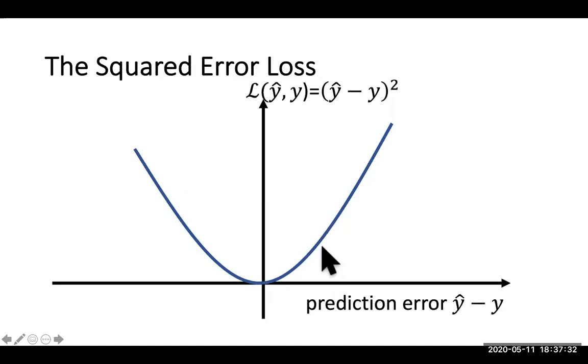So it doesn't matter if we are overshooting, if we are predicting the maximum daytime temperature too large or too small. It only depends on the deviation. This might in some applications not be desirable. In some applications you might want to never overestimate the temperature too much, so you might have a larger loss on the right than on the left. Okay.